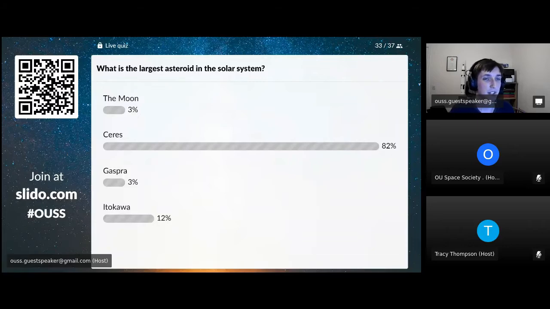Okay, so 82% of you have gone for Ceres, and 12% for Itokawa, 3% for Gaspara, and 3% for the Moon. So as you may have guessed from the totals, the correct answer is Ceres. The Moon isn't classified as an asteroid. That was a red herring. Ceres is the largest and was the first discovered. It's also classified as a dwarf planet. And Gaspara and Itokawa are much smaller than Ceres. Okay, so let's move on from there.